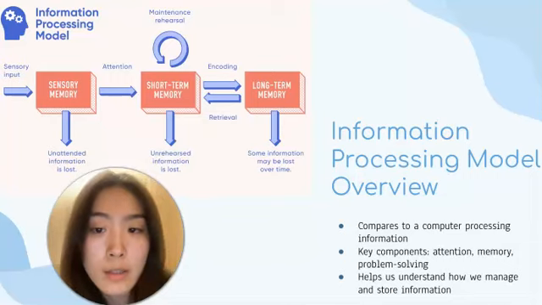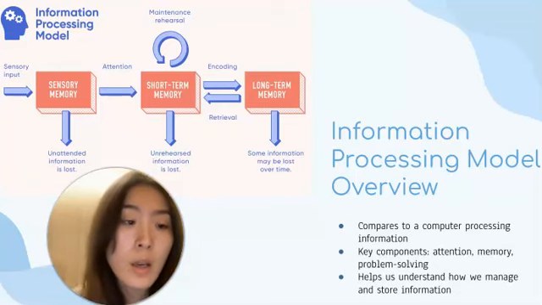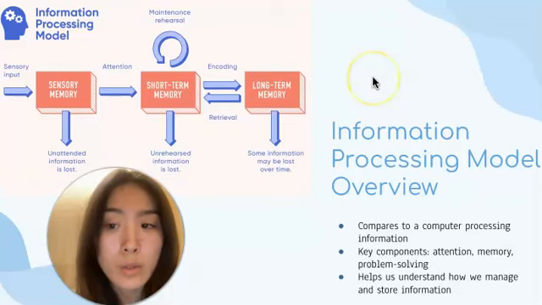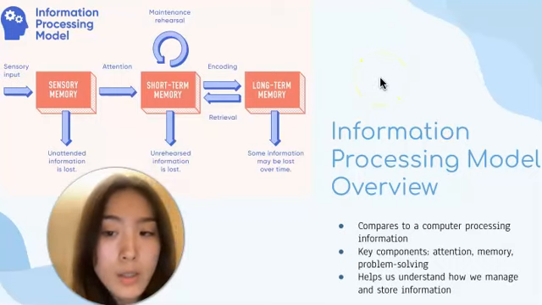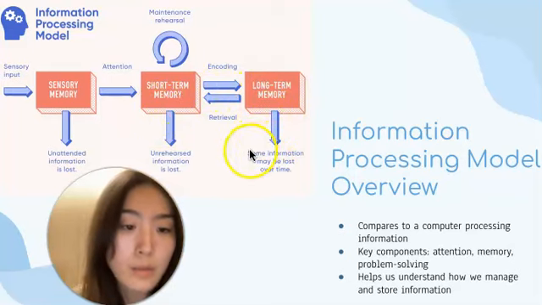First, let's look at the information processing model. This model is like a computer. It shows how we take in, process, and store information. The main components of this model are attention, memory, and problem solving. Understanding these elements helps us to see how information moves from being new and unfamiliar to being something that we remember and understand.